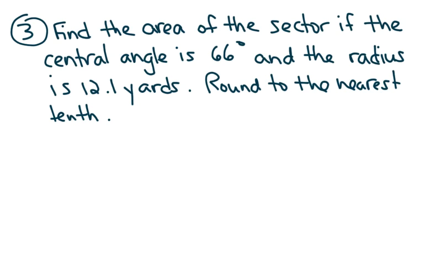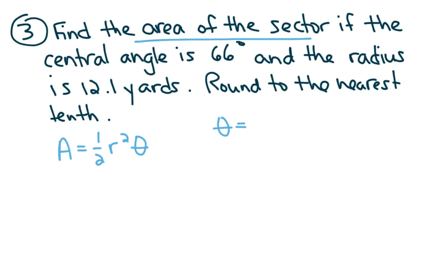For number 3, we're going to find the area of a sector, and I will give you this formula on your formula sheet, but you need to know how the formula works. So find the area of a sector if the central angle is 66 degrees and the radius is 12.1 yards, round to the nearest tenth. Now the first thing we have to do is theta must be in radians. So if you're in degrees, you're going to change it to radians.